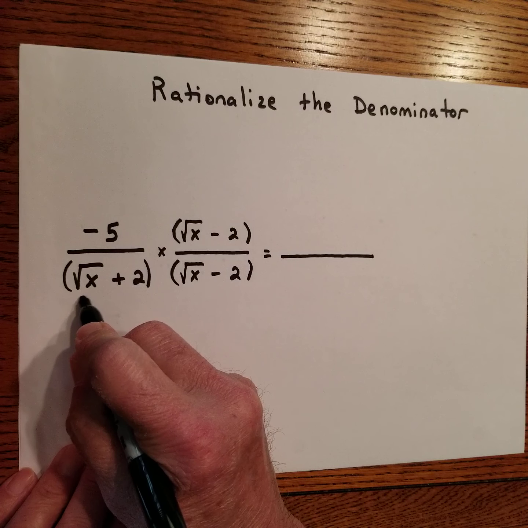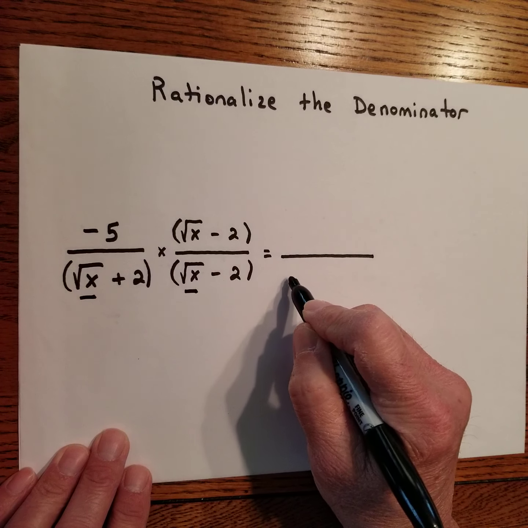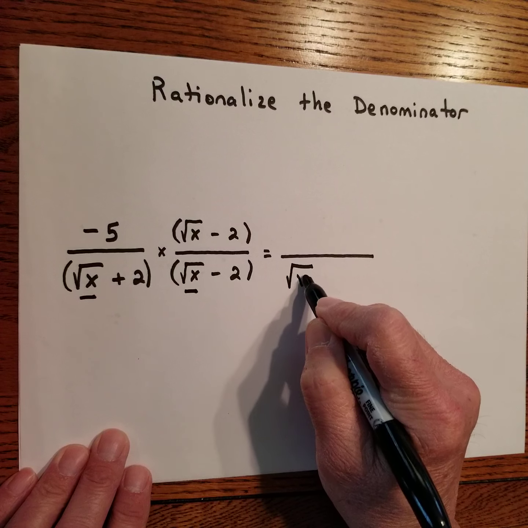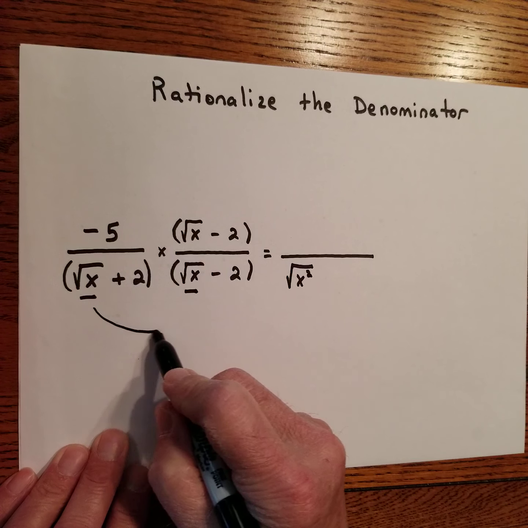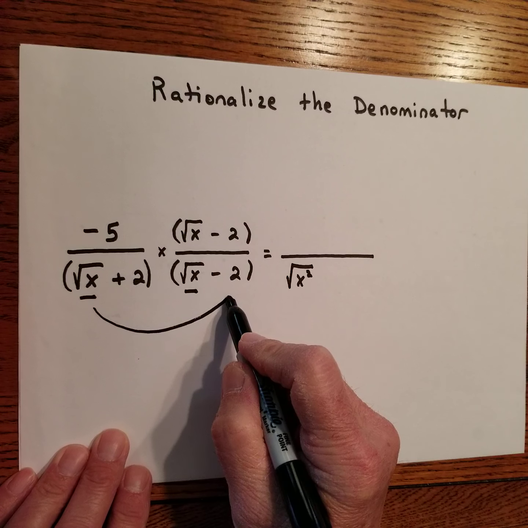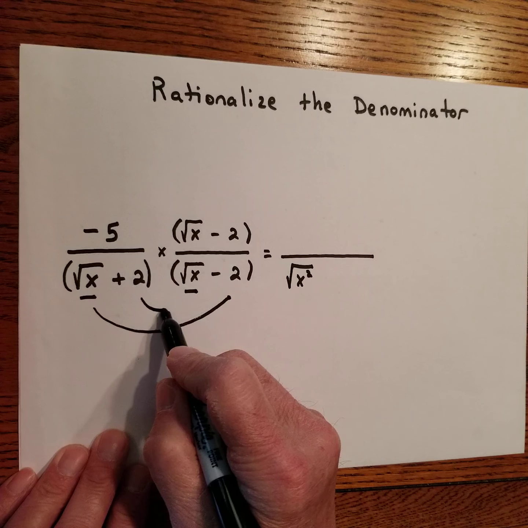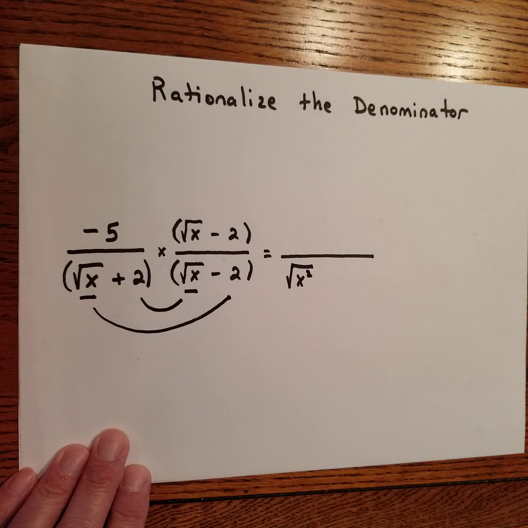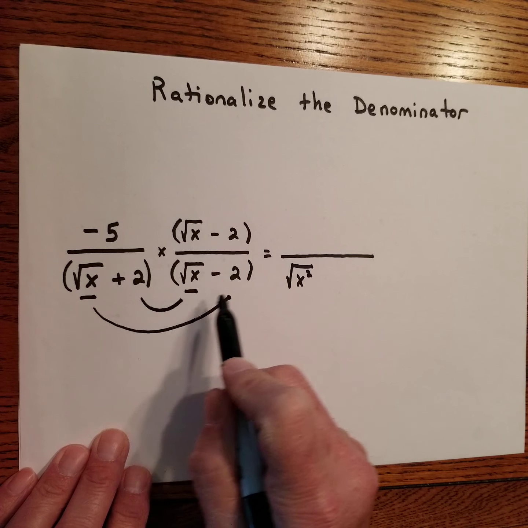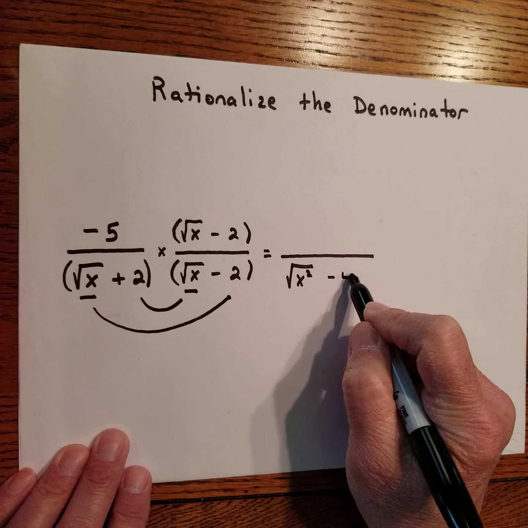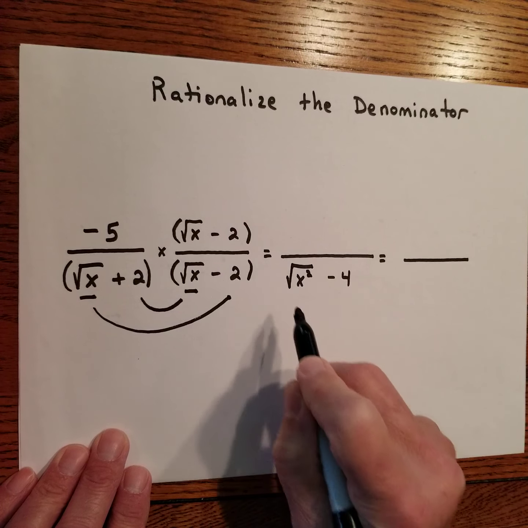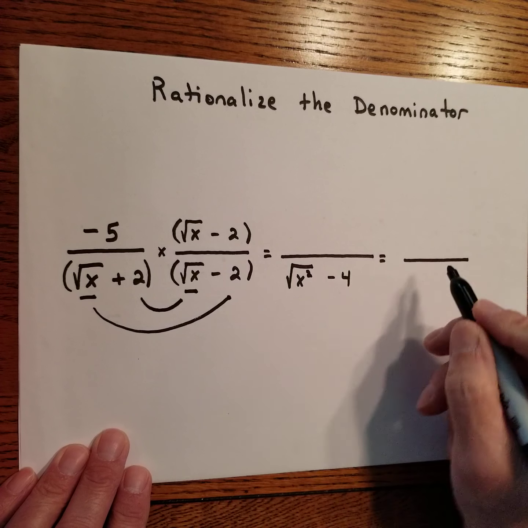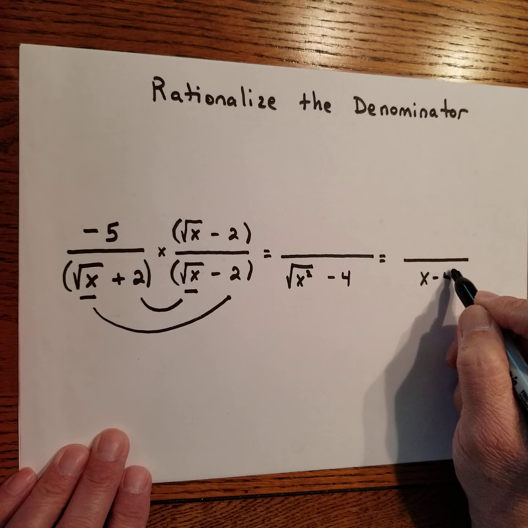Let's multiply the firsts. The square root of x times the square root of x is the square root of x squared. The outers would be negative 2 square root x. The inners would be positive 2 square root x. Those add up to 0. The lasts are positive 2 times negative 2 is negative 4. Let's finish the bottom. The square root and the square cancel each other out.